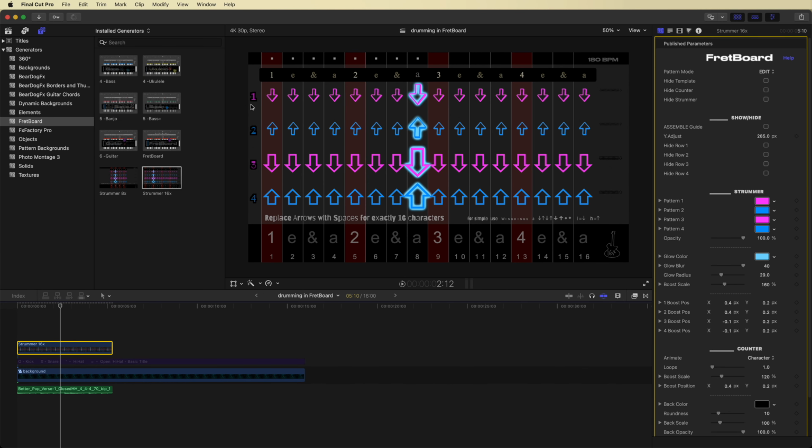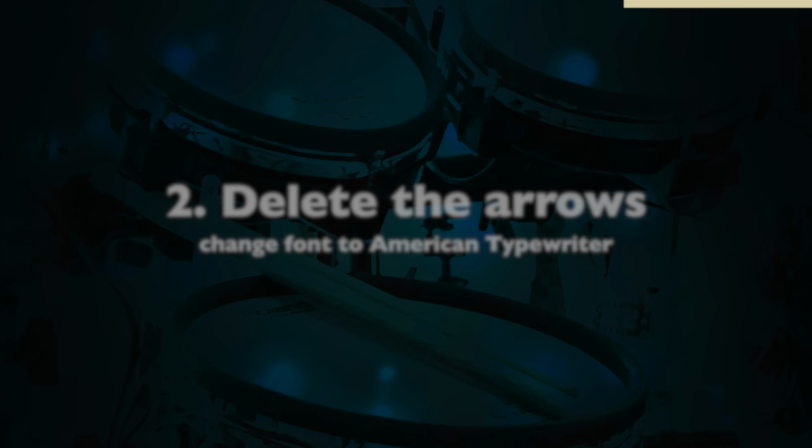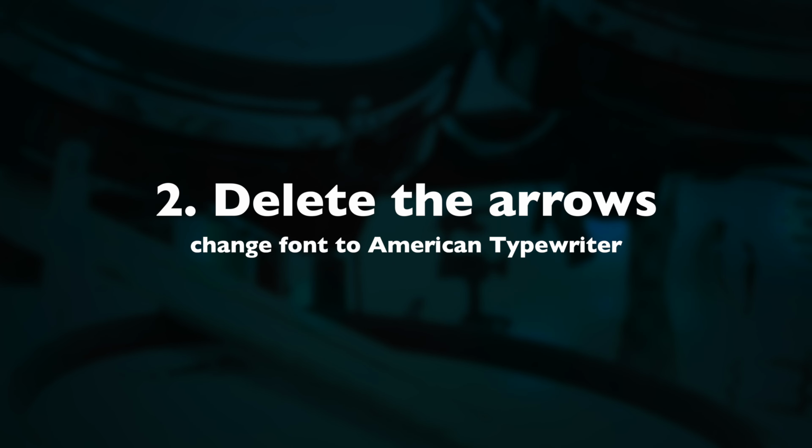In the strumming plugin, you have 4 rows of arrows and 16 time slots. These arrows would normally be used to illustrate the up and down strokes in a guitar strumming pattern. We're going to delete all the arrows and change the font to American Typewriter for each row.